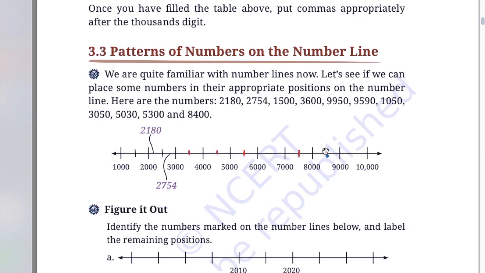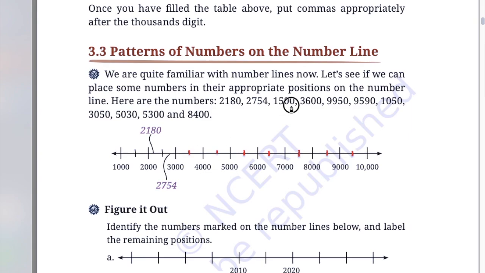Okay, so I have divided each part like this. So now you have 2180, it is kept here. 2754, yes, it is more than 2500 but less than 3000, so it will be somewhere here.